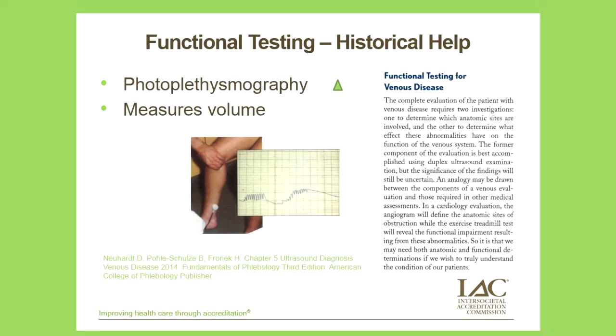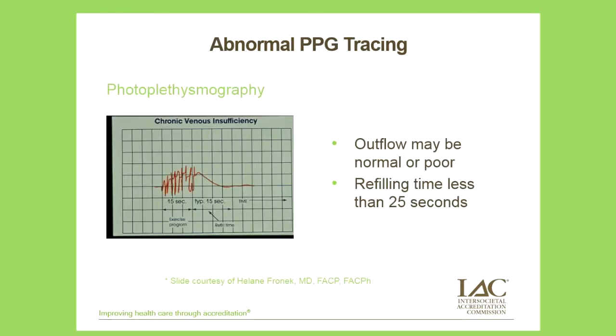So we're going to talk, too, about functional tests. That's an old school of thought, but actually functional tests give us some really important guidelines. And functional tests, such as plethysmography, this is an example of plethysmography tracing. And this was really discovering that the patient had positive anatomy, that the refilling time was less than 25 seconds.